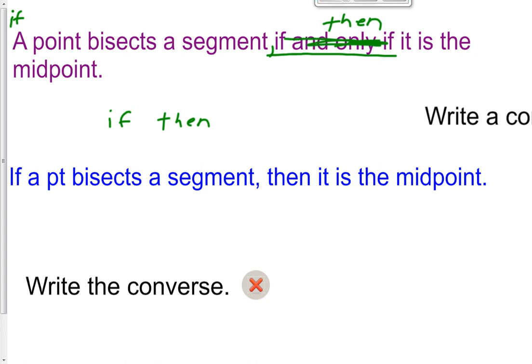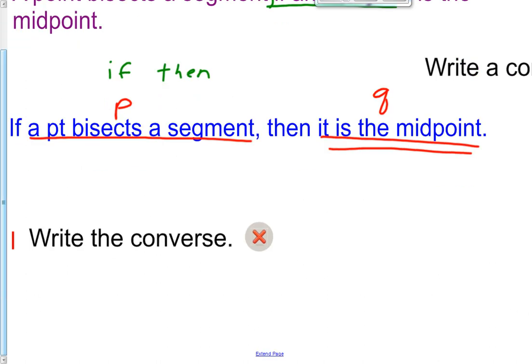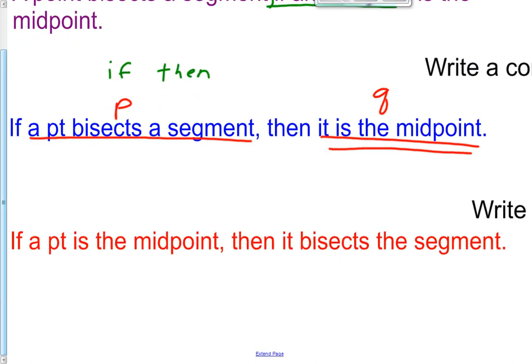So we took out the words if and only if, and we put an if at the beginning of the sentence and a then in the middle of the sentence. So now here is my hypothesis, and here is my conclusion. And now we're going to write the converse. So here's if P then Q, and now we're going to write if Q then P. So if a point is the midpoint, then it bisects the segment.